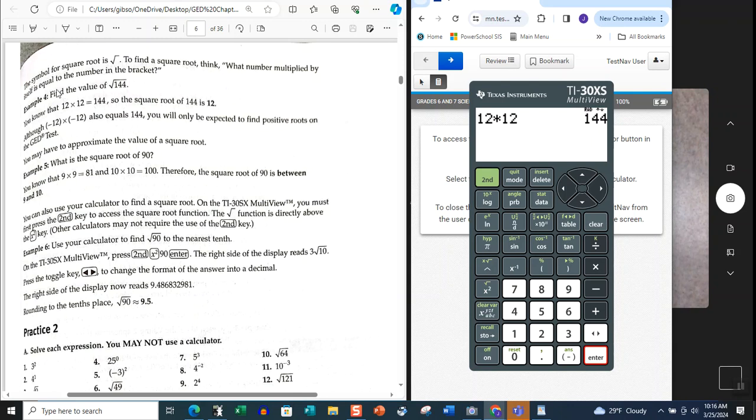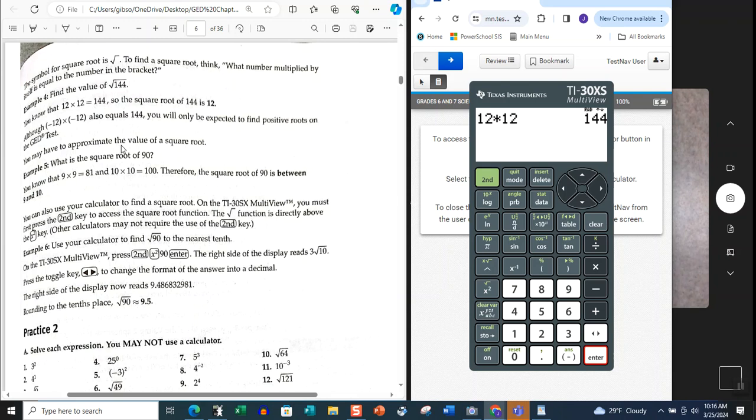Now, it says find the value of the square root of 144. You know that 12 times 12 is 144, so the square root of 144 is 12. Although negative 12 times negative 12 also equals 144, you will only be expected to find positive roots on the GED test. So you don't have to worry about this negative times negative.